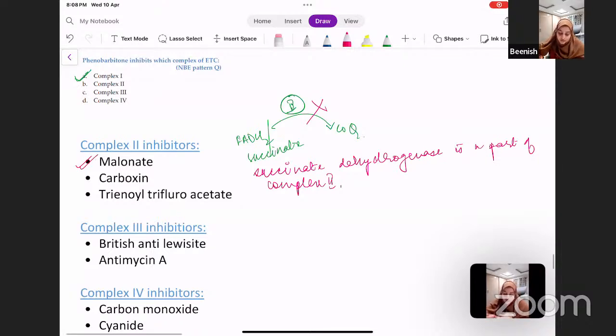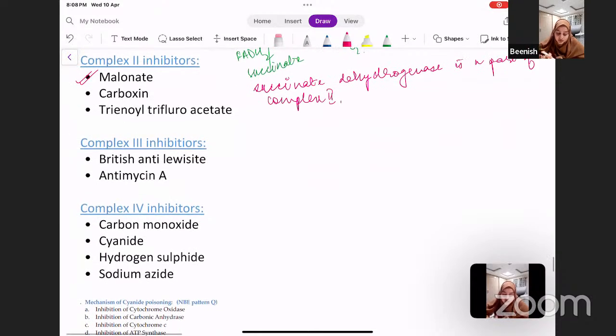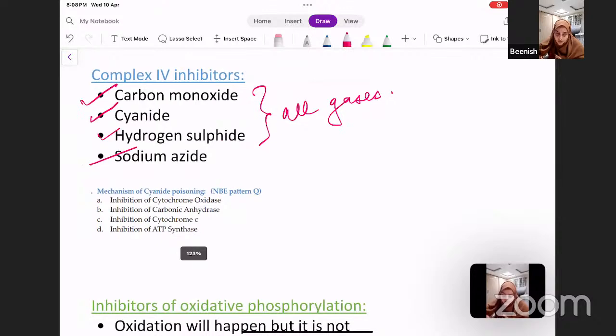Now moving on to complex 3 inhibitors, they are British anti-lewisite and antimycin A. Complex 4 inhibitors being carbon monoxide, cyanide, and hydrogen sulfide. These are all gases, okay, and sodium azide is also one of the inhibitors of complex 4.